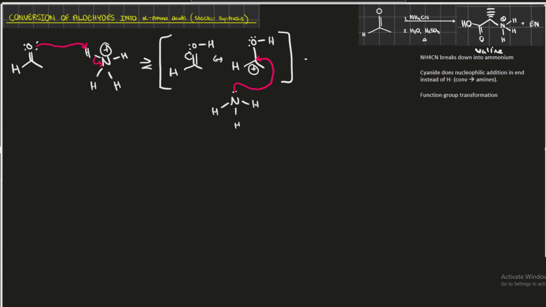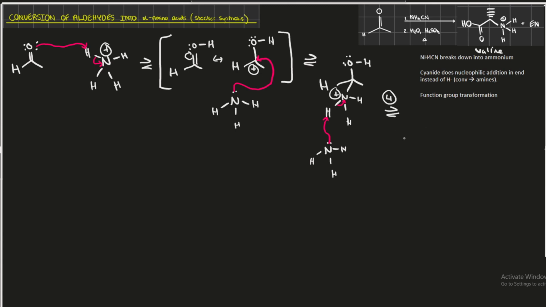This is nucleophilic addition. Our nitrogen is now going to have a plus charge, so now we have to deprotonate this nitrogen. What's going to deprotonate it? The ammonia is going to deprotonate it, right there on nitrogen. Now we can go to step 4.